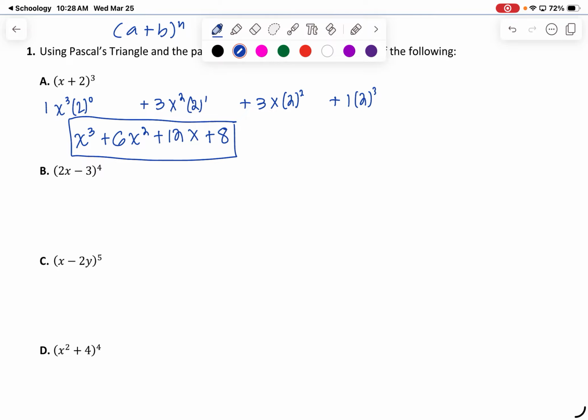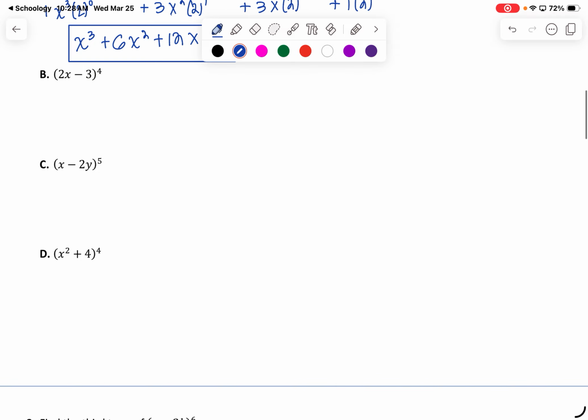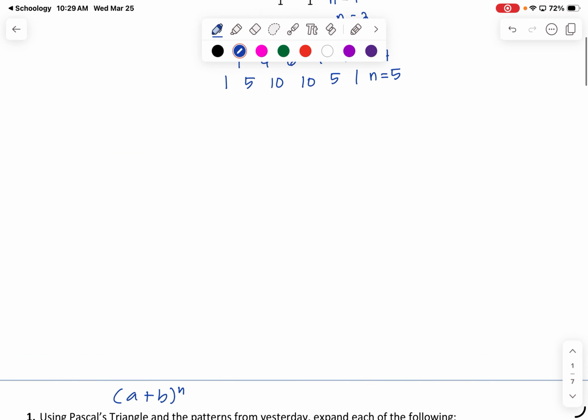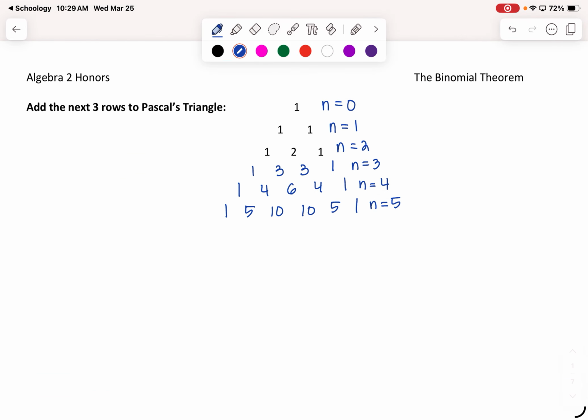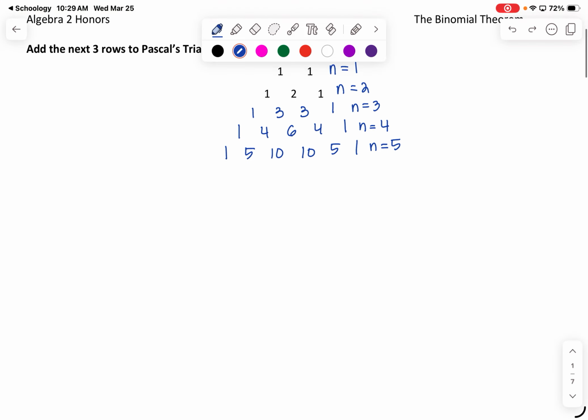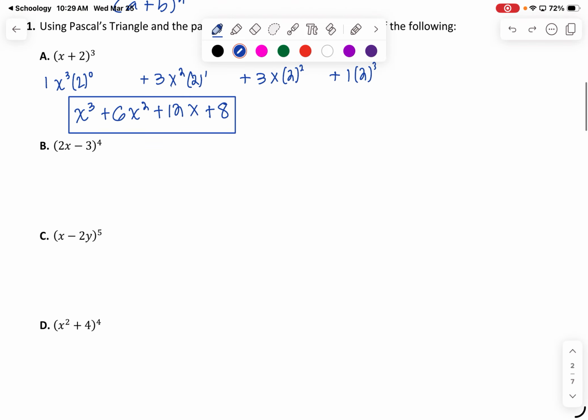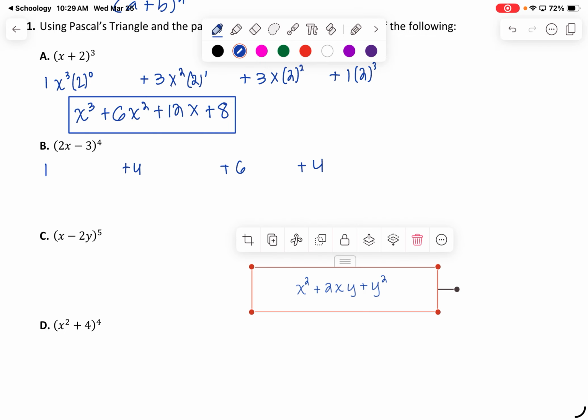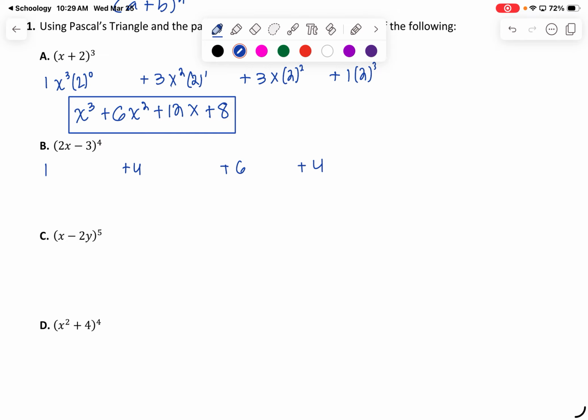It might not seem at first like it's faster than doing x plus 2 times x plus 2 times x plus 2, but it is once you get into the pattern of it. All right, let's go ahead and do another one. So here n is 4, so we're going to use the 4th row of Pascal's triangle. So not the 4th row, the n equals 4, which is the 5th row. That's 1, 4, 6, 4, 1. So we're going to do 1, 4, 6, 4, 1.